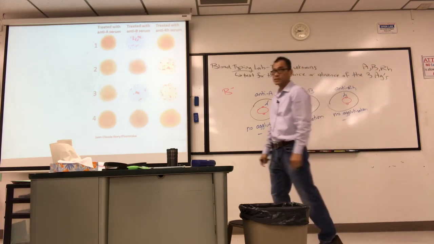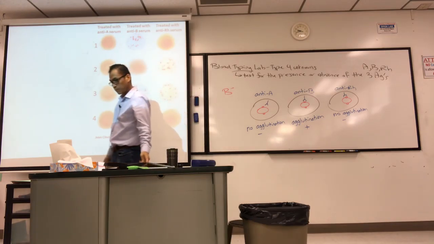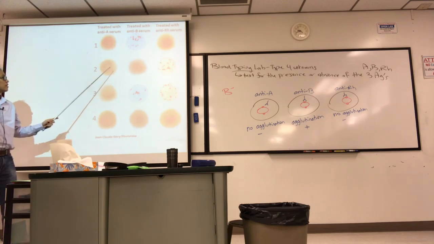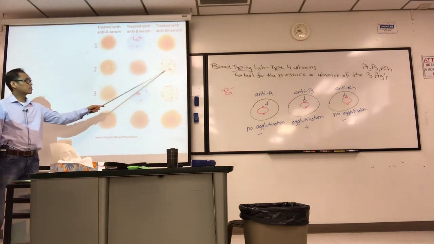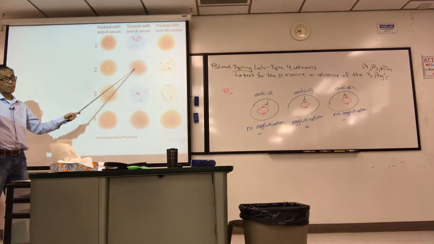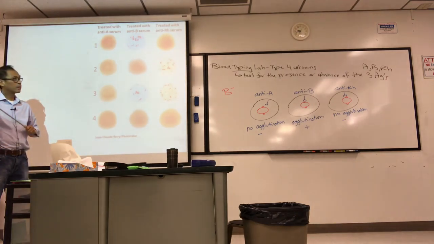Look at number 2. What's the type? O positive. That's a negative result, negative result for A and B, positive result for Rh. Rh is there, it's positive blood. When both of those are absent, that's type O. O positive. What's the type for number 3?